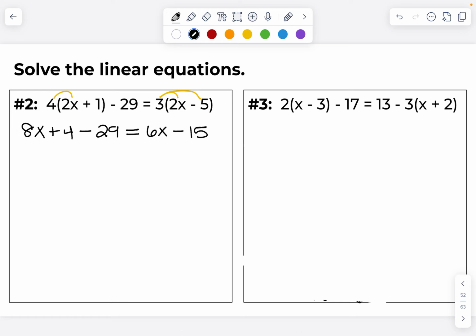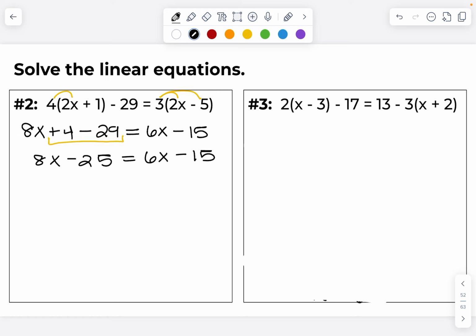Okay, so now again, I'm looking for anything that can be combined before I start solving. So I notice that I have a positive 4 and a negative 29 over here. So I'm going to go ahead and combine those. So I get 8x minus 25 equals 6x minus 15.